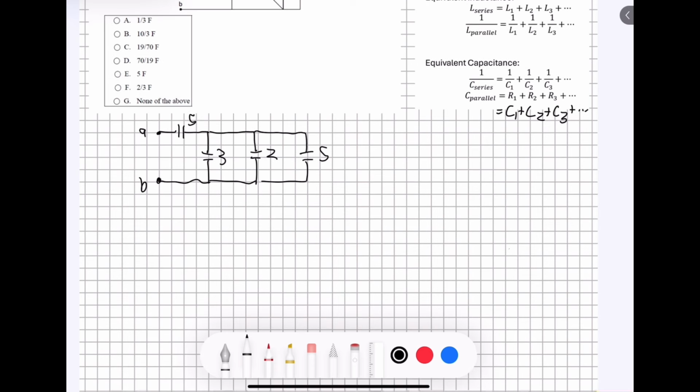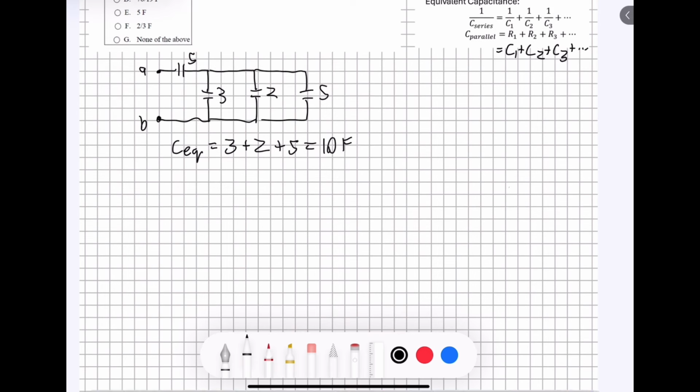We can write this. The equivalent capacitance is going to be equal to 3, which is C1 in this equation, plus 2, which is C2, plus 5, which is C3. If you add those all together, you're going to get an equivalent capacitance of 10 farads. Now we can redraw our circuit to more accurately show what our equivalent capacitances are. We've got one 5 farad capacitor up here, and we've got one 10 farad capacitor down here.